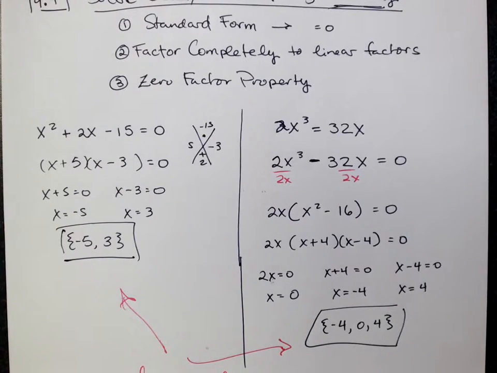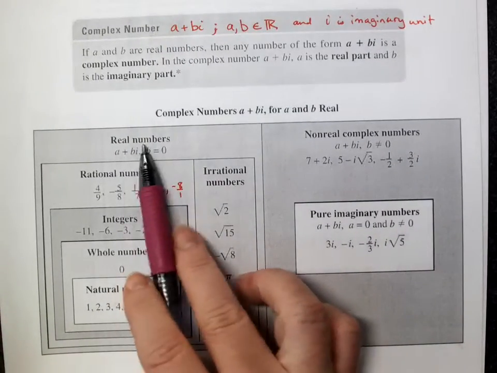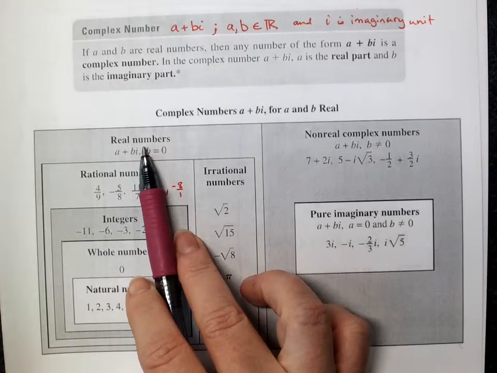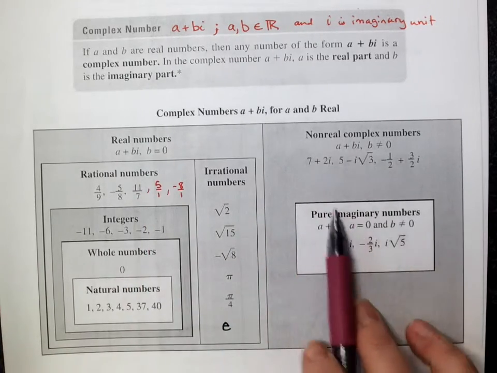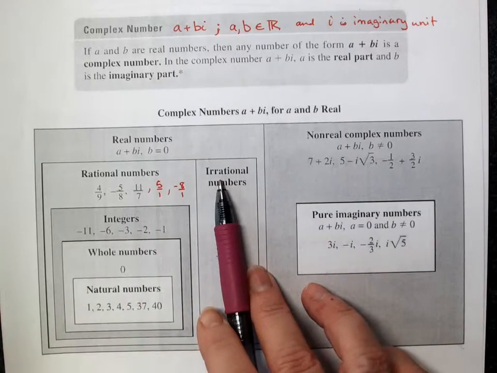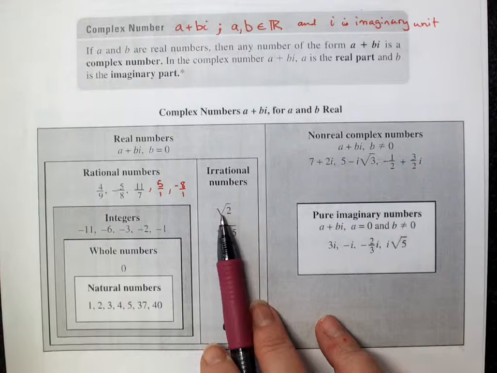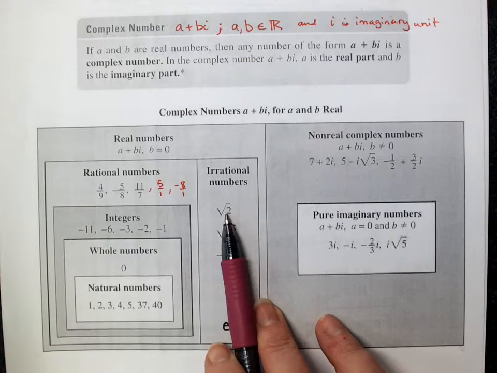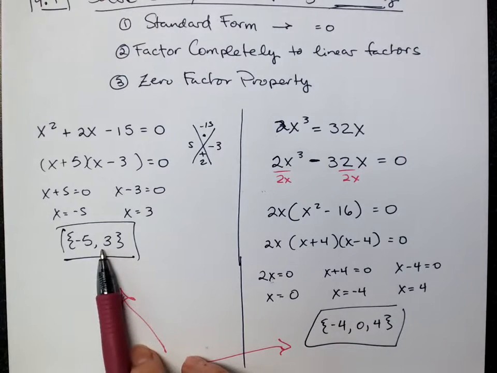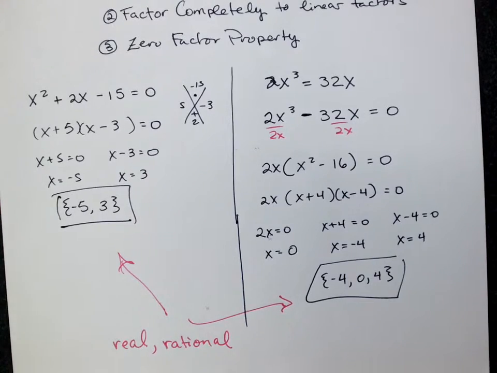Because remember, when we look at our chart from last time, real numbers don't have an i. Non-real numbers have i's. Real numbers don't have i's, but real numbers can either be rational or irrational. Irrational numbers include all the square roots of non-perfect squares. So if you've got answers that have no i's and no radical signs, then you have real, rational answers.